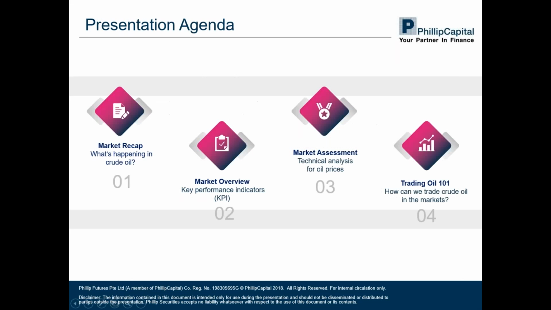Okay, without further ado, let's go in. So this is the presentation agenda. The narrative is quite clear, four segments. The first will be a market recap on what's happening in crude oil, to give some of us familiar with oil fundamentals a head start. Before looking at, of course, market overview, some key performance indicators in 2019. The third segment will consist of market assessment, technical analysis on oil prices to give you an idea of support, resistance, and some of the trends. And lastly, of course, trading oil 101. So how do we actually trade crude oil and its products in the markets? So without further ado, I'll go into the first one for market recap.